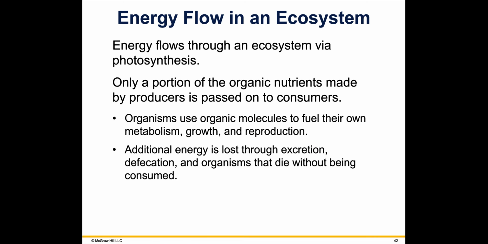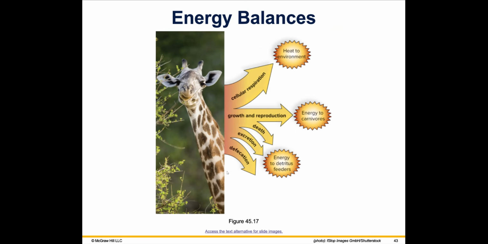So energy flows through the ecosystem, again, starting at photosynthesis, but only a small portion of those organic nutrients are passed on, so only a small amount of our energy is passed. Organisms have to use the organic molecules in their body to do their own metabolism and reproduction. So really, our energy is spent and lost through excretion, defecation, death, and not all of the energy we start with moves forward.